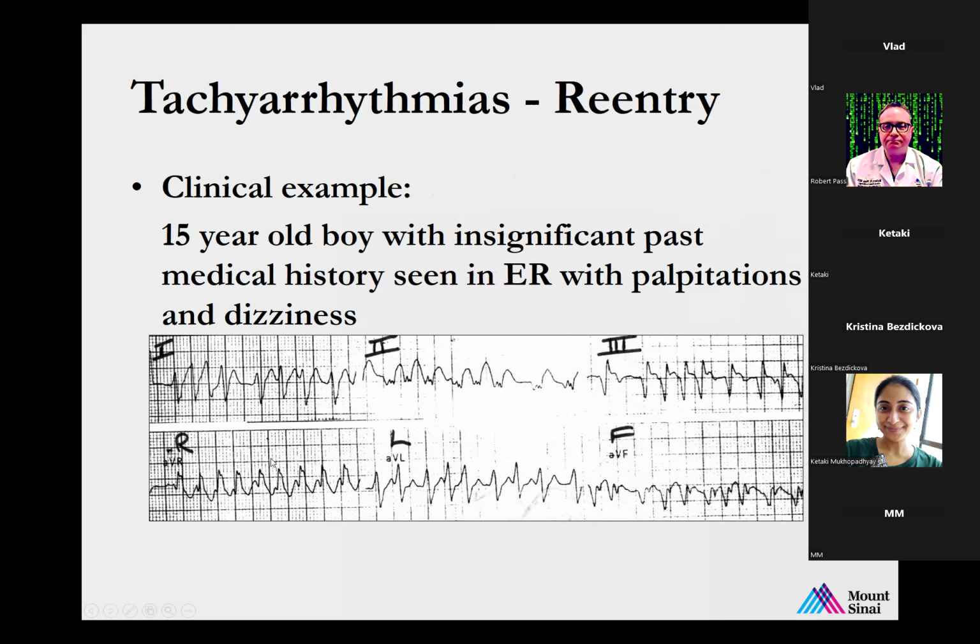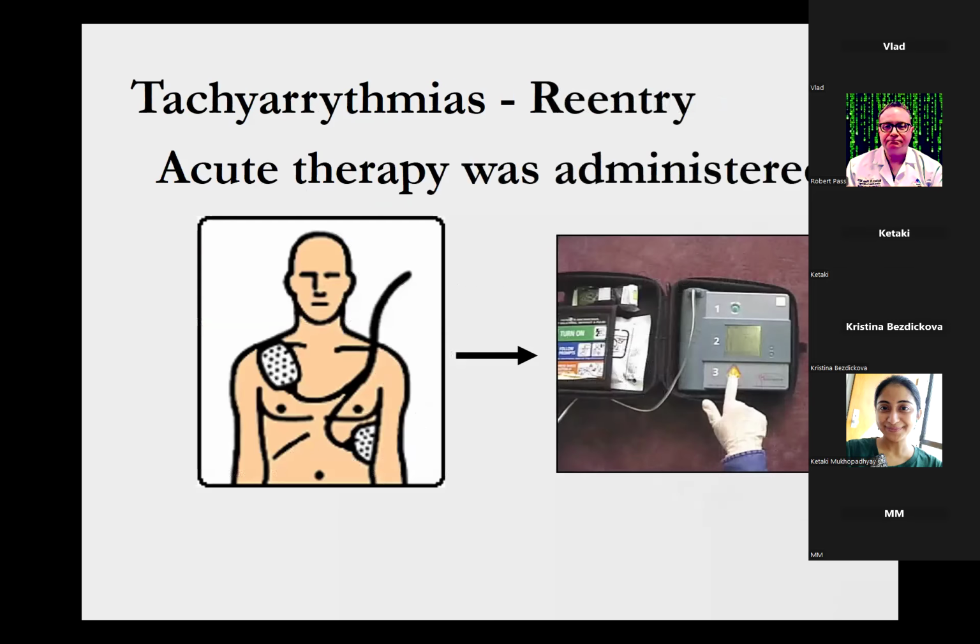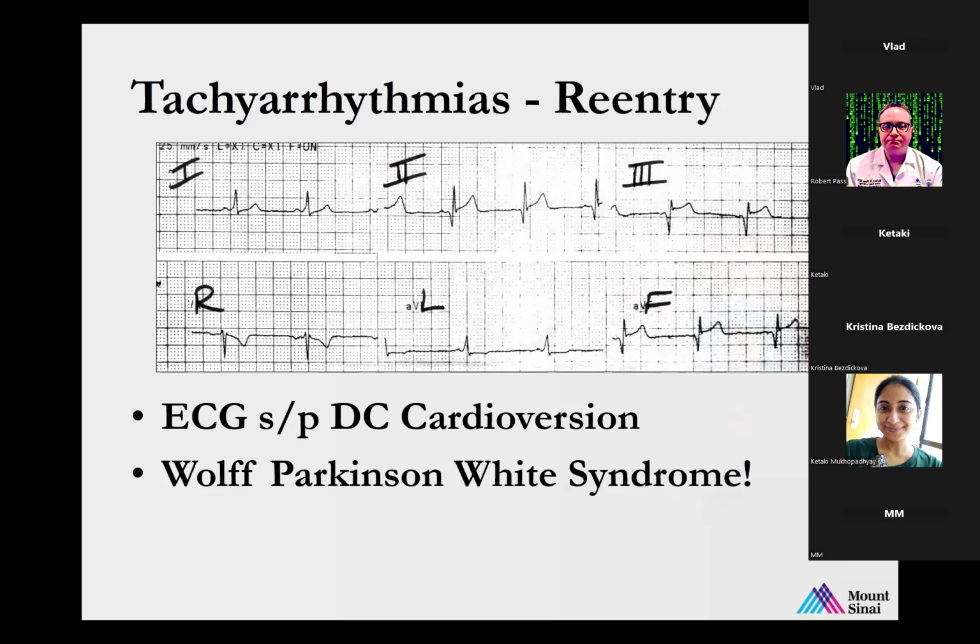This is an irregular rhythm, and it is irregularly irregular. So when you see a wide QRS tachycardia that is irregularly irregular, the first thing you want to do is hook on the defibrillator pads. This patient was defibrillated appropriately. And what we see is that the patient actually had WPW.